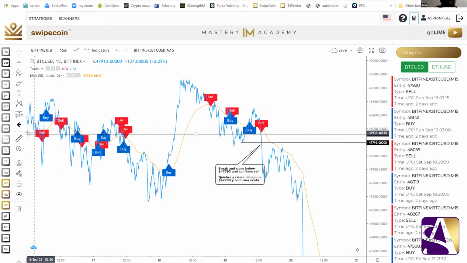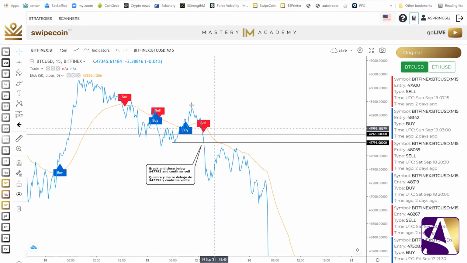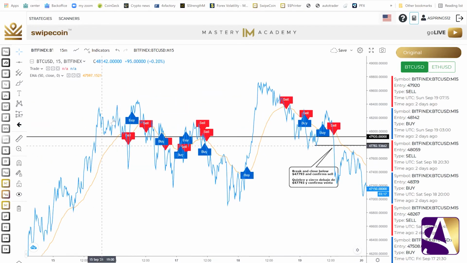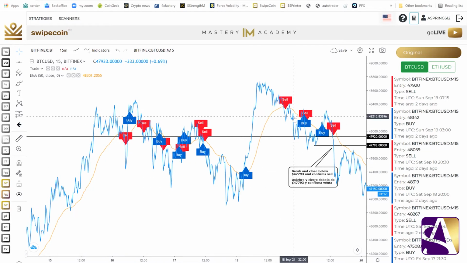So we got about 1, 2, 3, 4, 5, 6, 7, 8, 9, 10, 11. So we got a lot of support here, a lot of resistance there. We can see that the market tends to flip there. Price sits on it and price sits below it, but it's hovering around that zone.